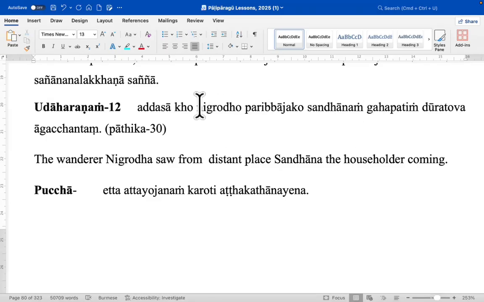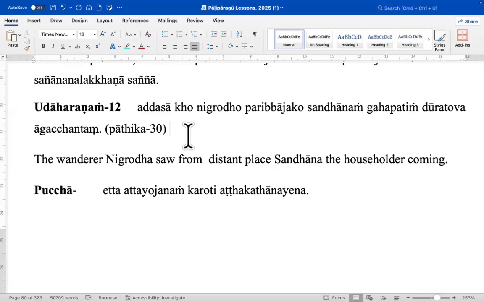So here this person, Nigroda, sees Santana, the householder. The person and action, we cannot separate. This idea we also need to remember: beings and action, we cannot separate. At this point, we should remember that Pali and English are sometimes not exactly the same. Some structures only exist in Pali but are not available in English, and some structures only exist in English but are not available in Pali. That is what I understand.